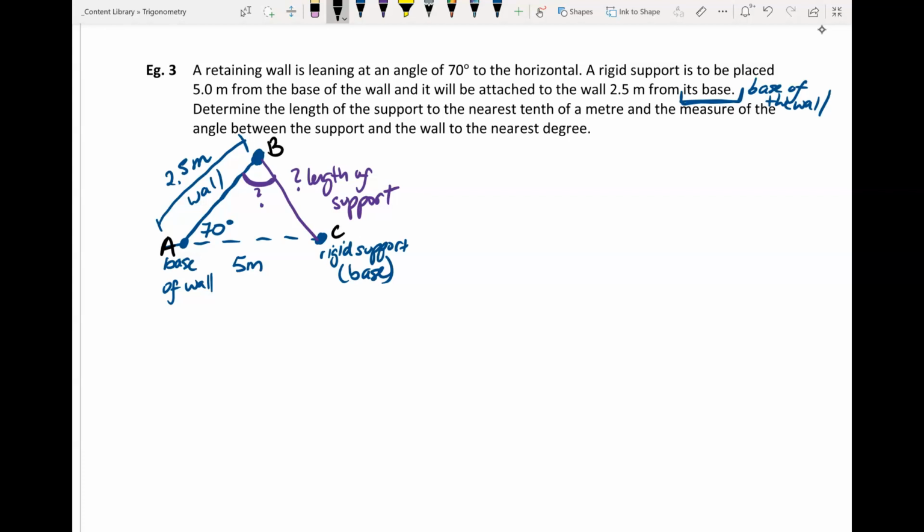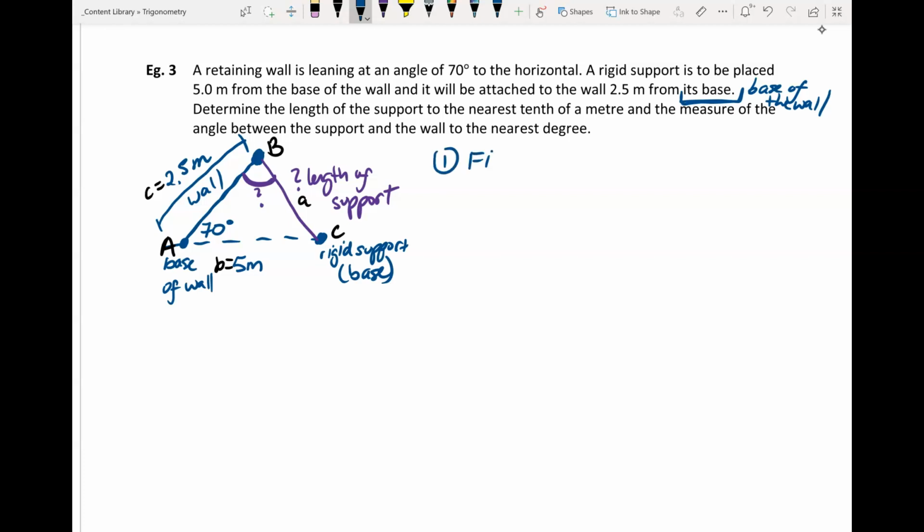Directly across from angle A is side A. Directly across from angle B is side B. Directly across from angle C is side C. So there's two things we want to find. We want to find the length of support, which is side A, and we also want to find angle B.